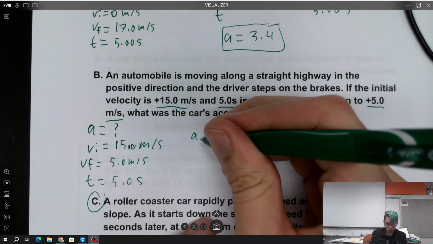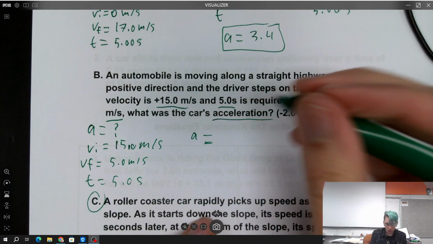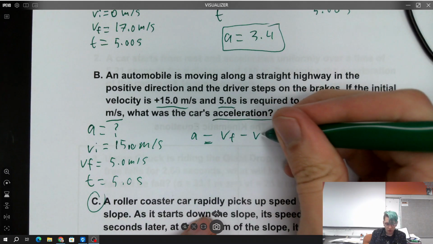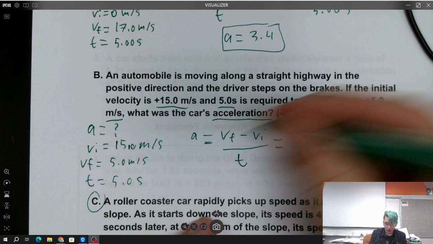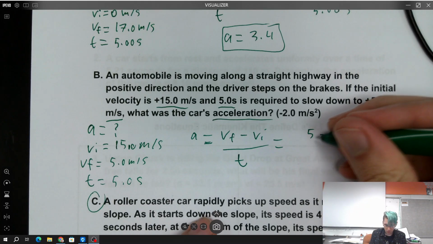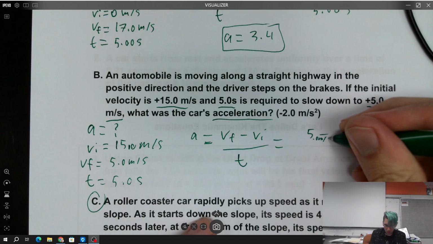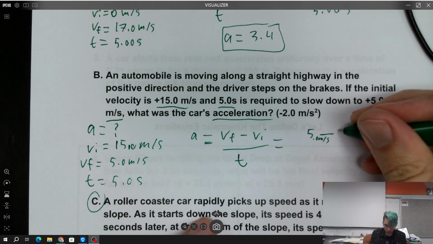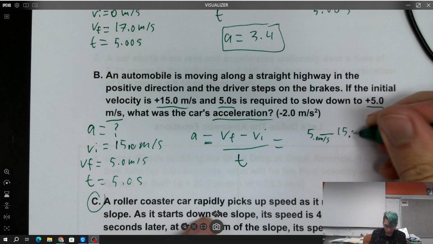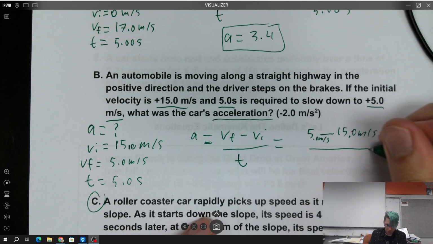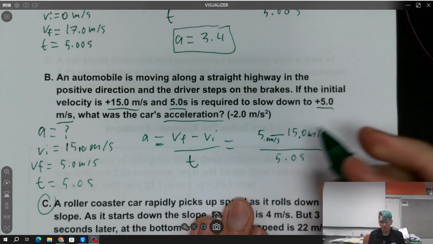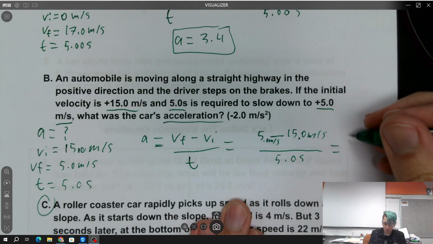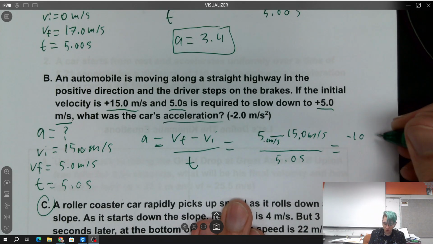So our acceleration, this is always our average acceleration, is our final velocity minus our initial velocity divided by our time. Plug all these numbers in. This time it is going to be 5 minus 15.0 meters per second, divided by our 5 seconds. So first big thing we need to notice is it's 5 minus 15. This is going to equal negative 10 meters per second over 5.